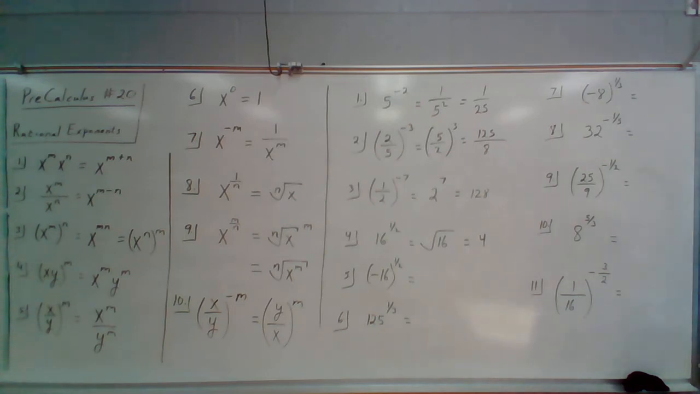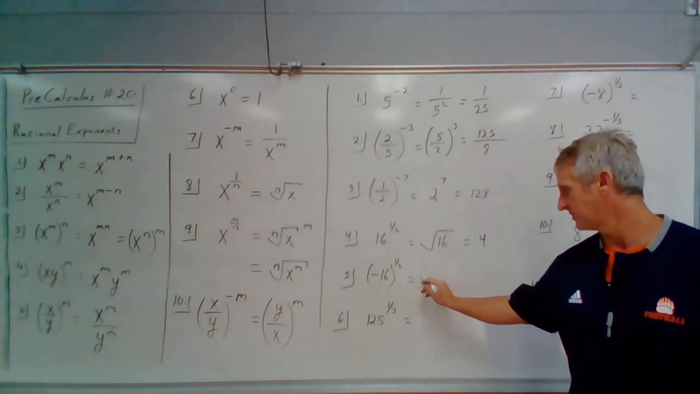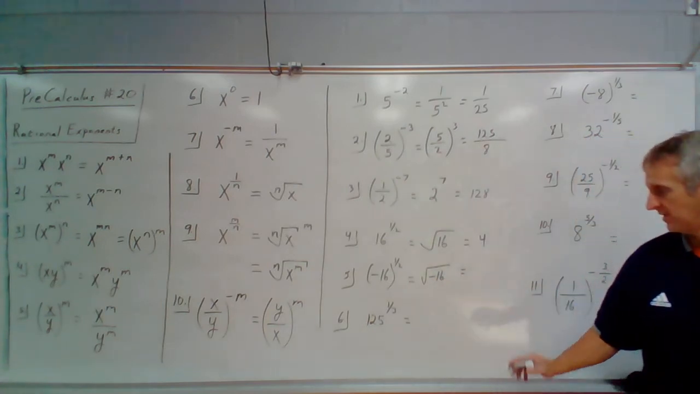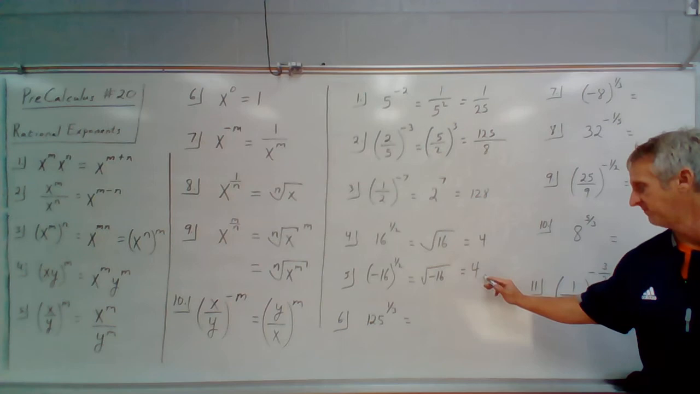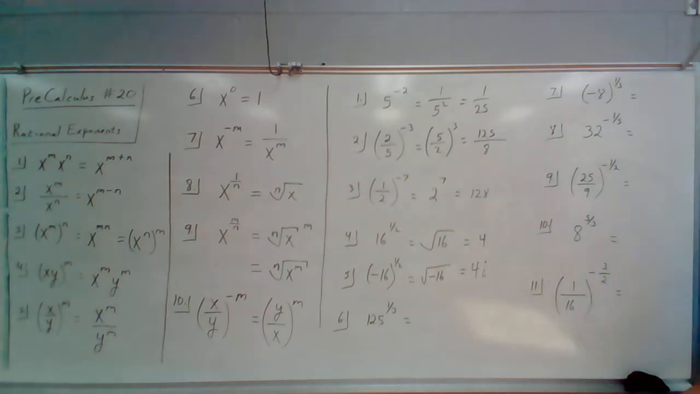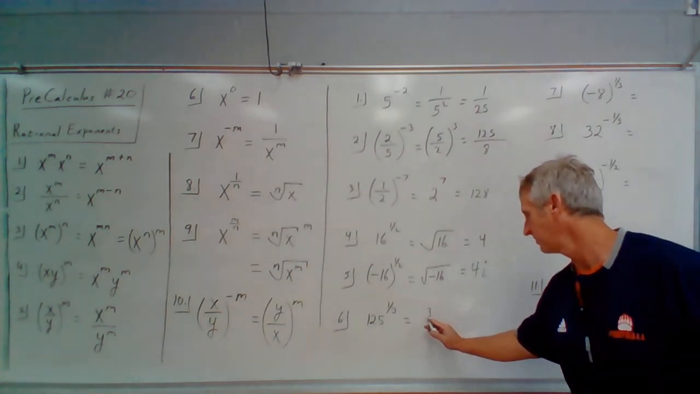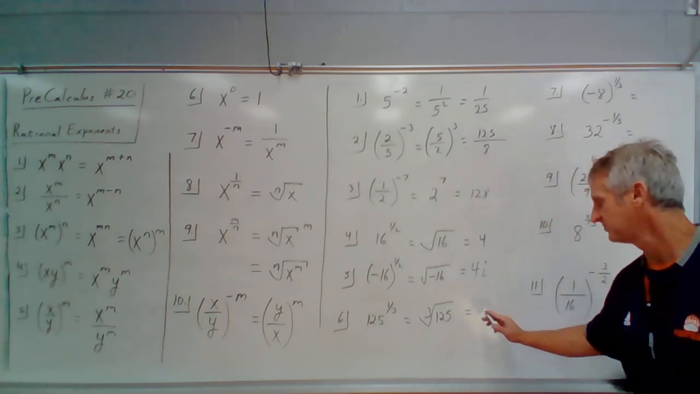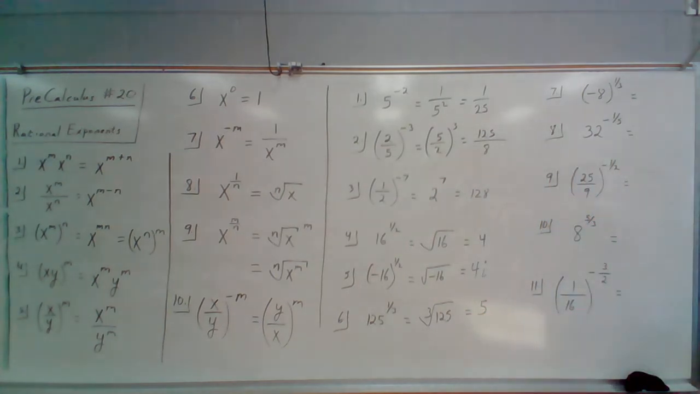All right. Negative 16 to the 1/2 power. So that would be the square root of negative 16. And you guys know that that is 4i. All right, 125 to the 1/3 power. Well, that means the cube root of 125. Cube root of 125 is 5.